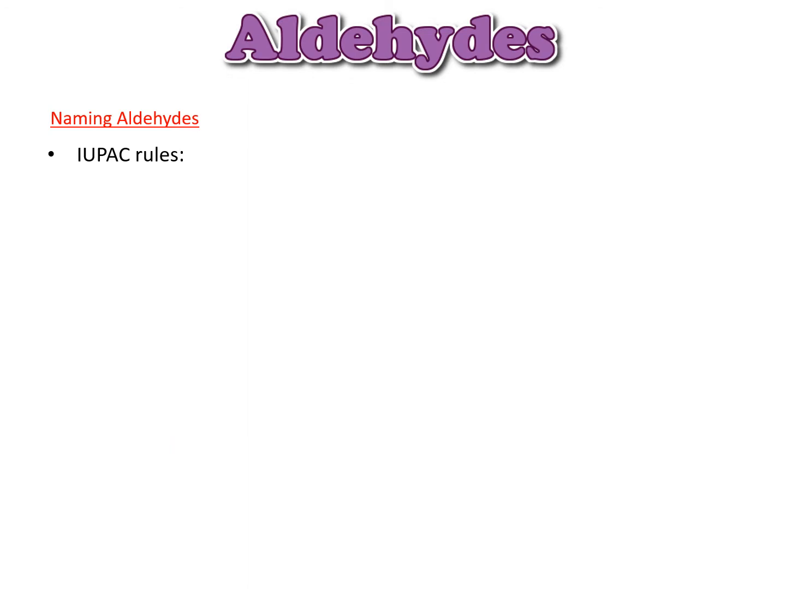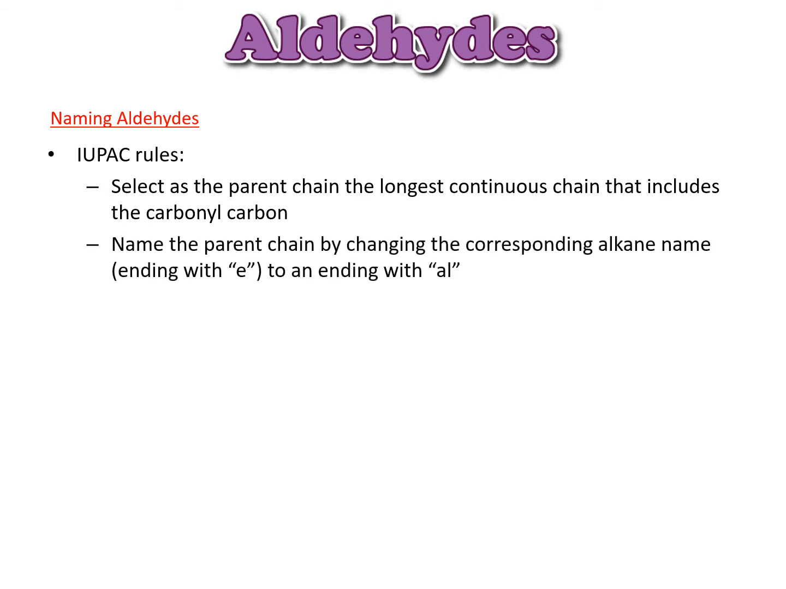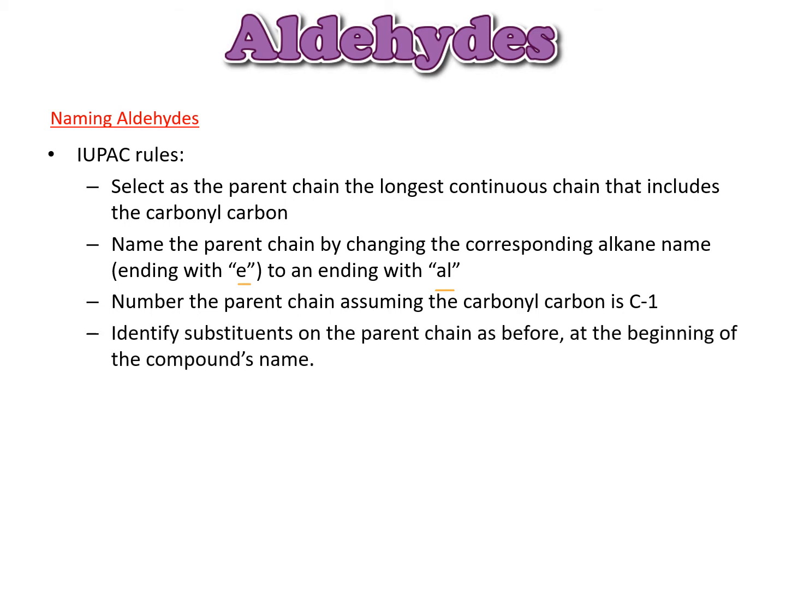Talking about naming these now, so the IUPAC rules. Select as the parent chain the longest continuous chain that includes the carbonyl group. It's going to be pretty obvious here. Name the parent chain by changing the corresponding alkane name that ends with the E. So E is going to change to al. So pentane, pentanal. Octane, octanal. Number the parent chain, assuming the carbonyl group is on the C1, that should be obvious here. And then if there's any substituents, we'll add those at the beginning of our compound's name.